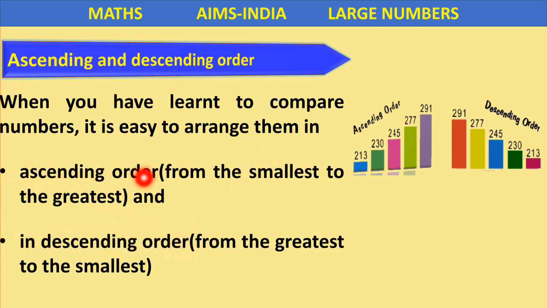Now what does ascending order mean? Ascending order means we write the numbers from the smallest to the greatest. How do we write, children? We write the numbers from the smallest to the greatest. Look at this image here. Ascending order: the numbers are in increasing order. And in descending order, we write the numbers from the greatest to the smallest. Look at the descending order numbers. The numbers are in decreasing order. In ascending order we have numbers in increasing order, and in descending order we have numbers in decreasing order.